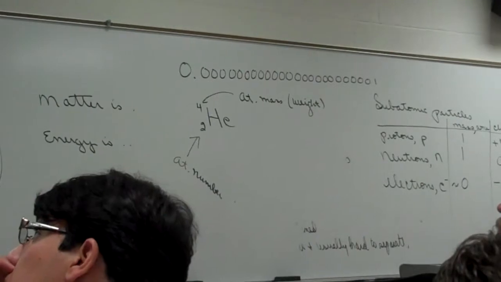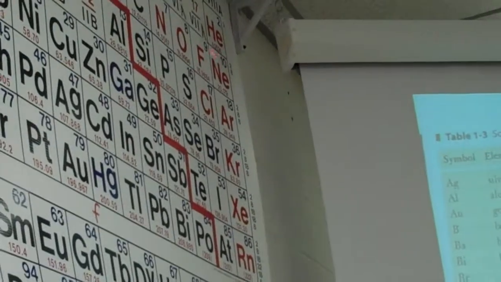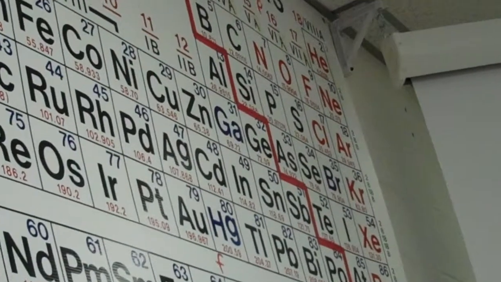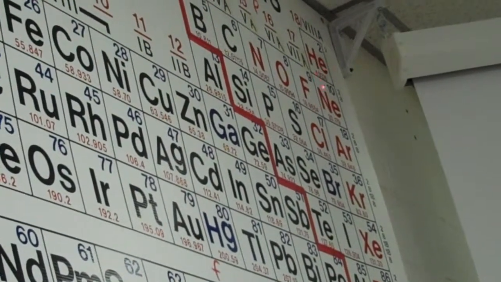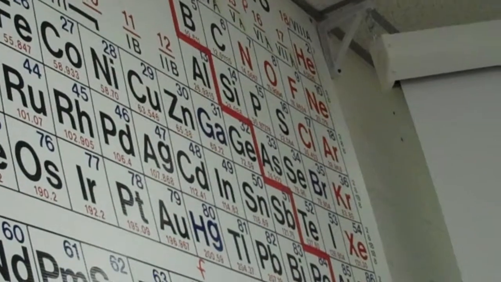So we put it up there, but if you look, let's take a look at helium up here. Atomic number is in the upper right-hand corner. Mass is down here, and I'm rounding that off to the nearest whole number. So that's the atomic mass down here at the bottom.